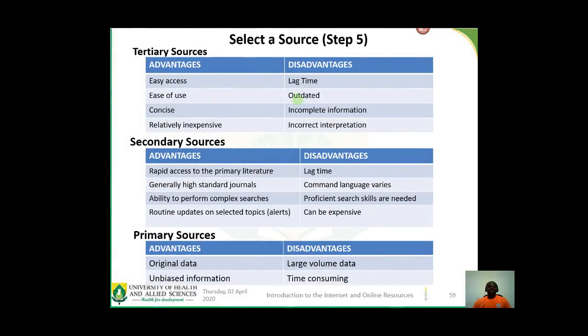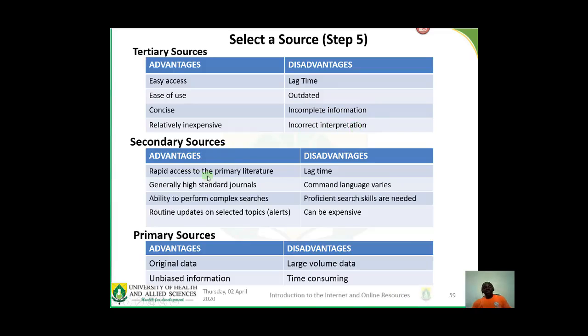Now, why do we select a particular source? For example, if you look at tertiary sources, they actually are easy to access, easy to use, and they are very concise, and relatively they are inexpensive. Now, the disadvantages, however, are that because they are trying to be more abstract and objective, they may be outdated, they may contain incomplete information, and they may also have inaccurate or incorrect interpretations.